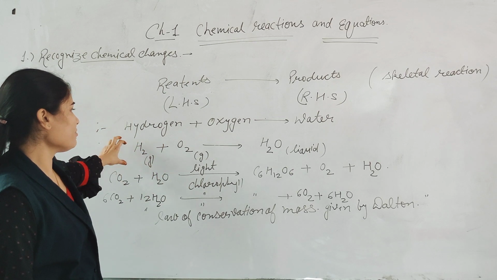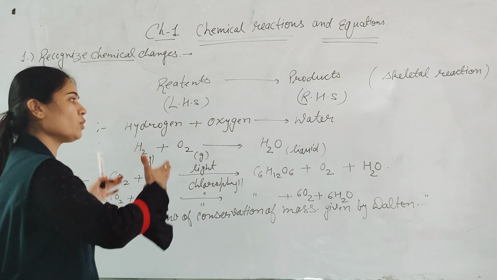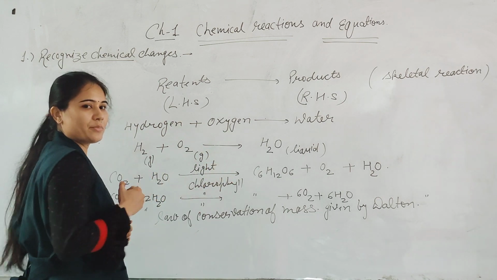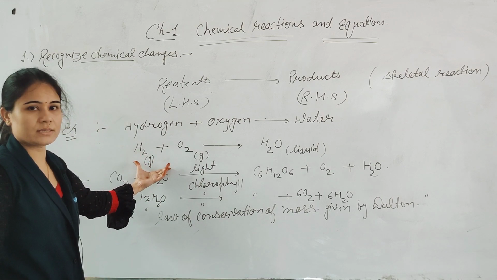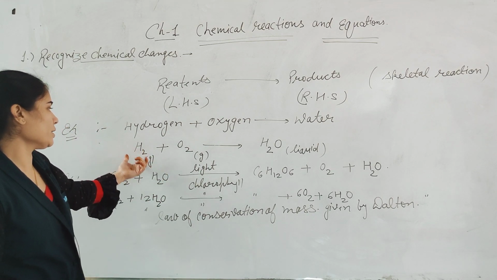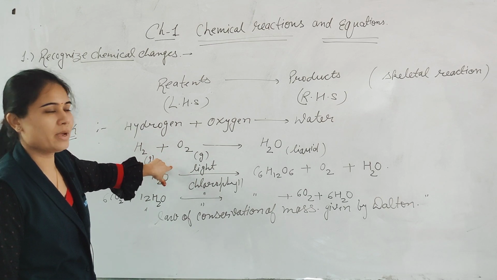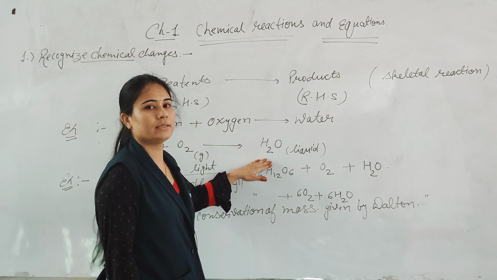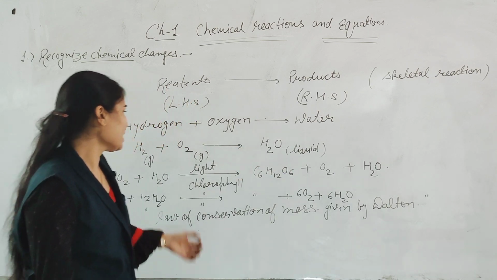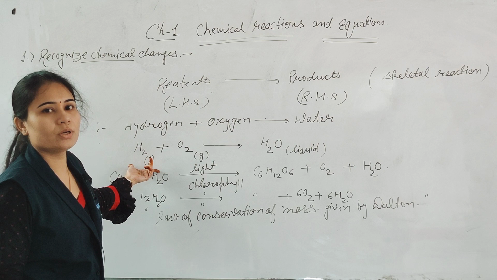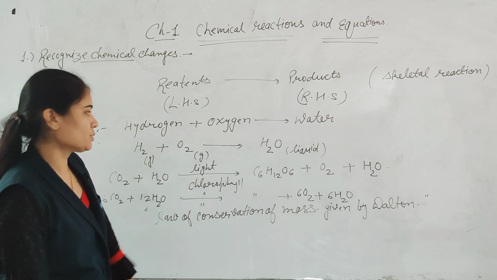So how can we identify the reaction? This is a chemical reaction. How can we identify this is a chemical reaction? Because both of the reactants exist, both of the reactants meaning hydrogen plus oxygen. These both are existing in gaseous form, and finally it will give the product, that is H2O, water. This will exist in liquid form. It is necessary to write down the physical states of the reactants as well as products.